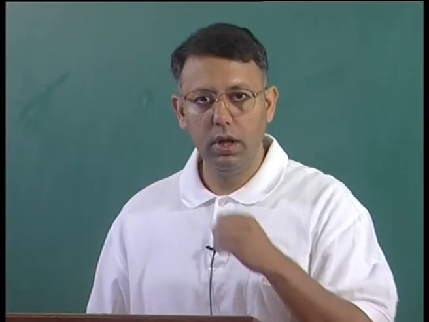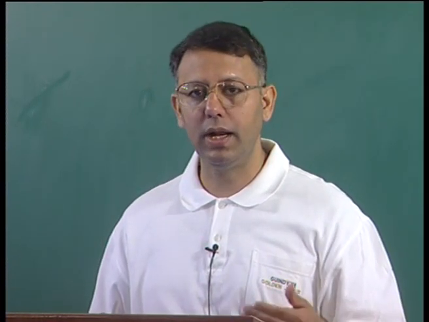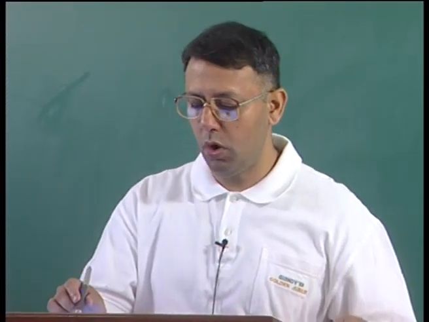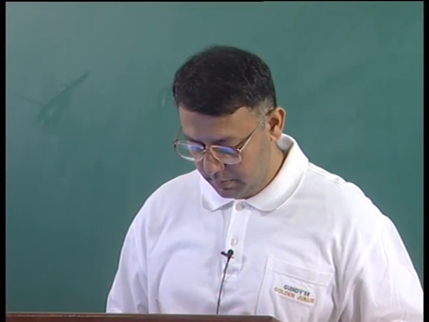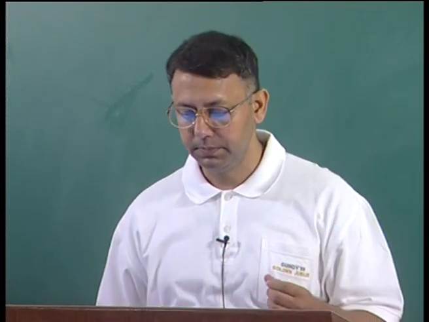Another compound symmetry operator is the screw axis, which is a combination of rotation and translation. As before, you perform a rotation and a translation and then leave a point. A screw axis operator rotates a point object and then moves it by a fraction of the repeat distance in one go. This fraction of the repeat distance is the fraction of the translational symmetry which we talked about. All crystals have a translational symmetry which we shall later correlate to the lattice parameter. Therefore, this fraction would be a fraction of the lattice parameter.